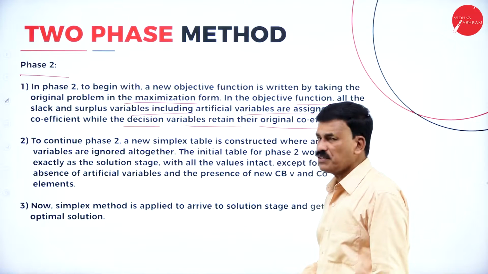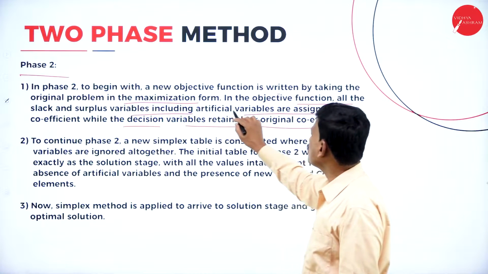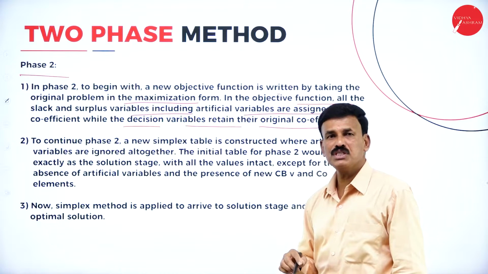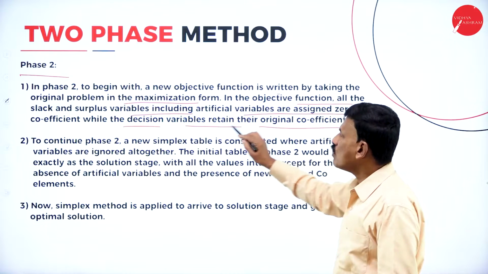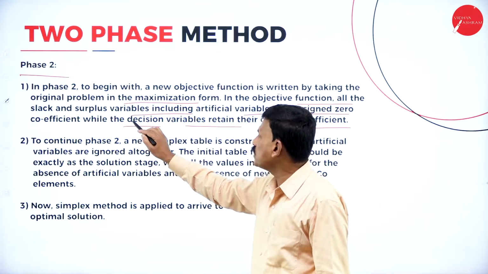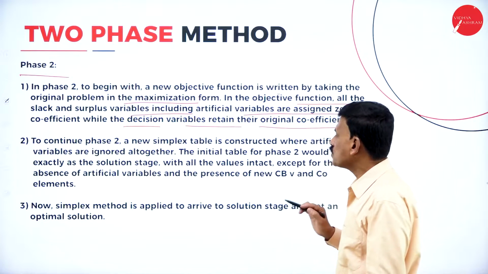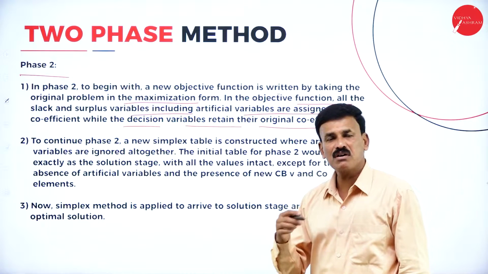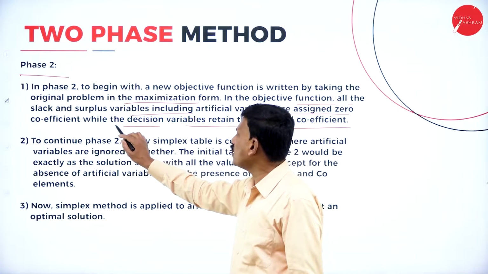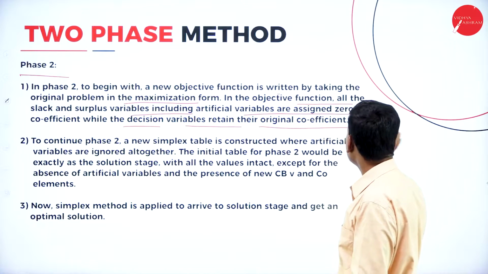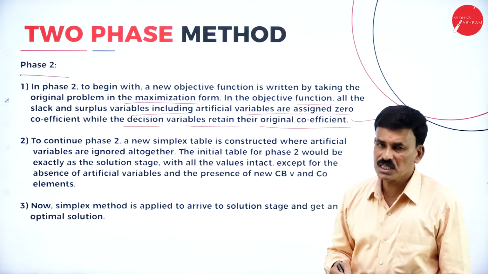So, in the modified form of the objective function, the original problem is always in maximization form, and in the objective function, all the slack variables, surplus variables and artificial variables are assigned 0, while the decision variables retain their original coefficients.